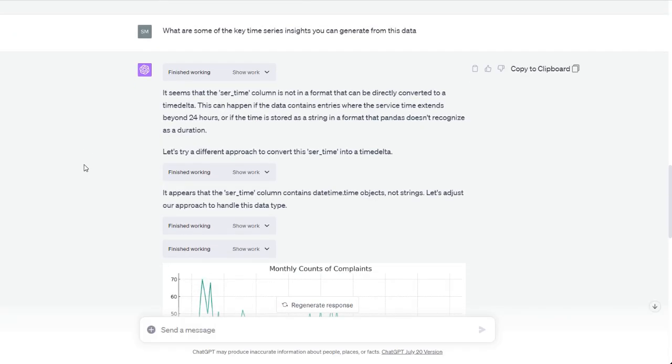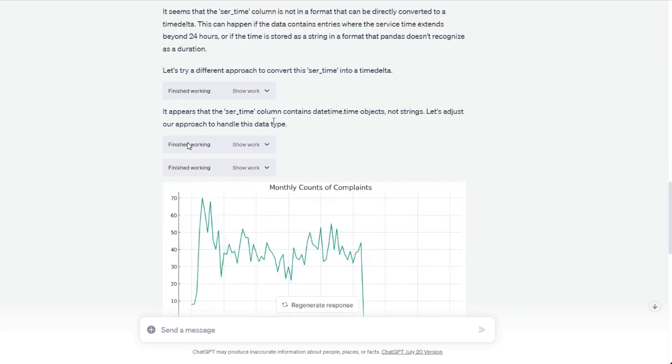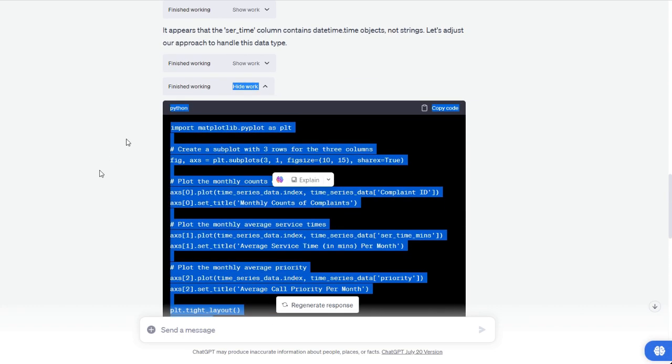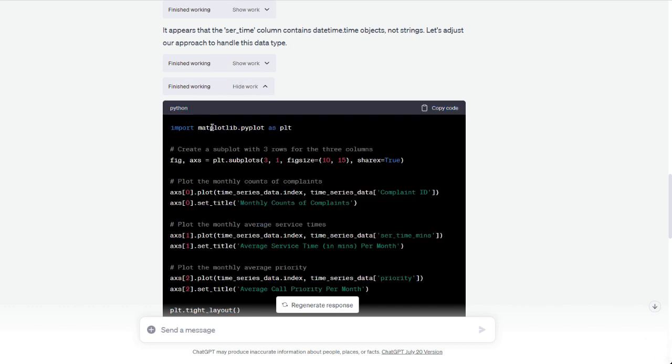Okay, this is quite fascinating, right? So I asked for key time series insights. And it tried to do something, didn't think it was right, so it tried again. So it's actually thinking, which is crazy. It looks at something, and if it's not right, it then rethinks and tries to produce something good. And then you see here that it's actually writing Python code in the background.